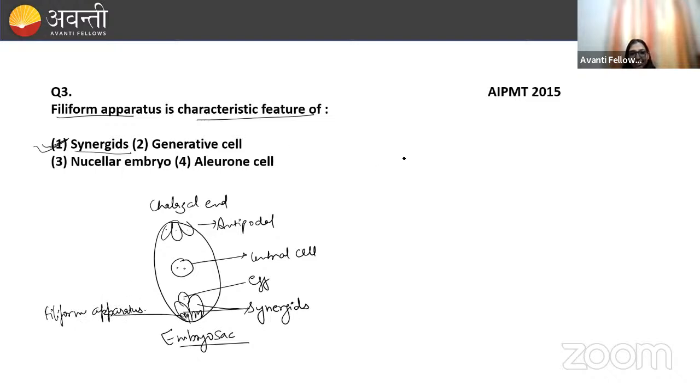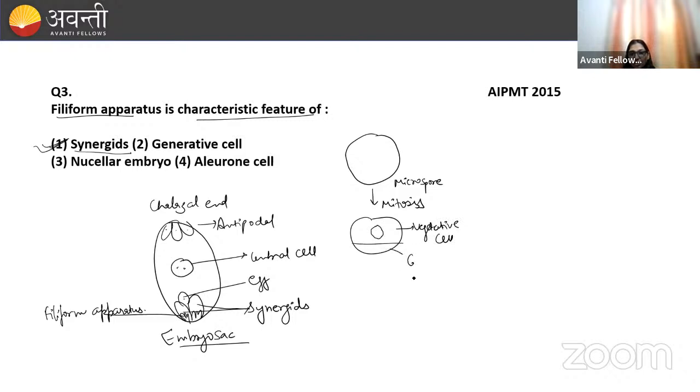Option 2 is generative cell. When the microspore undergoes mitosis, two cells are formed. One is the vegetative cell, which is larger in size and has an irregularly shaped nucleus. The second one is the generative cell, which is smaller in size and is floating in the cytoplasm of the vegetative cell. And this generative cell will further undergo mitosis and will produce the 2 male gametes.